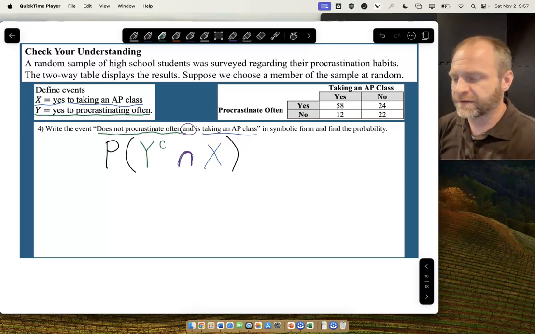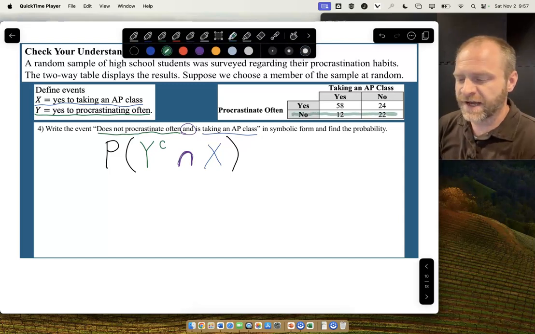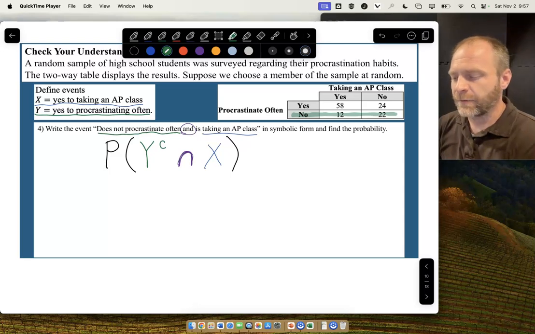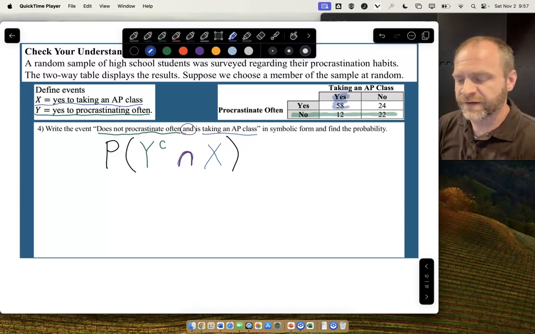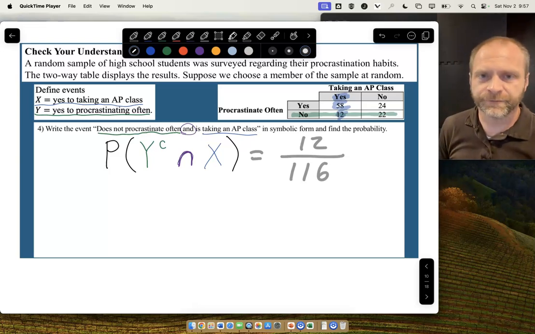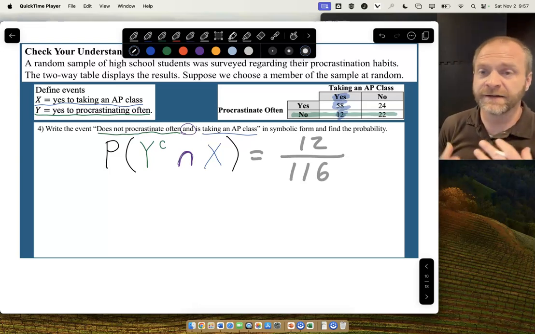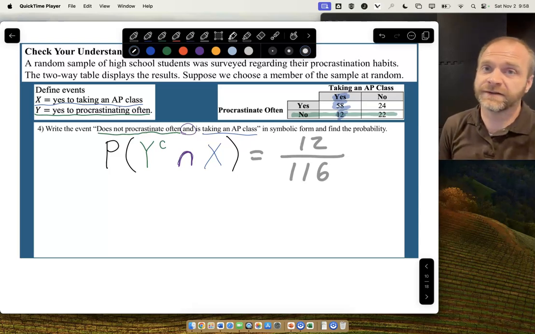So Y complement is the probability, and I'll do it in green so we keep the color coding, the probability that the person does not procrastinate. So I'm right here, and I want to see where that intersects the probability of event X, taking an AP class. And so that's right here. Well, it looks like they intersect at that 12, and if I remember right, there was a total of 116. I'm not going to go to the decimal for that one, but that is the probability in fraction form: 12 out of 116. The probability that they do not procrastinate often, Y complement, and they are taking an AP class, X. So there we are with understandings of two-way tables and Venn diagrams and symbolic form.